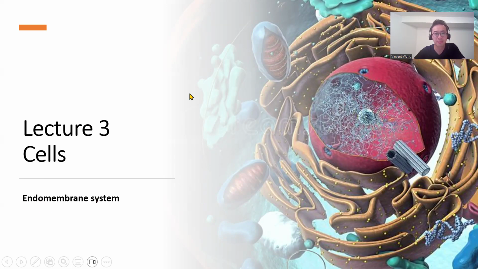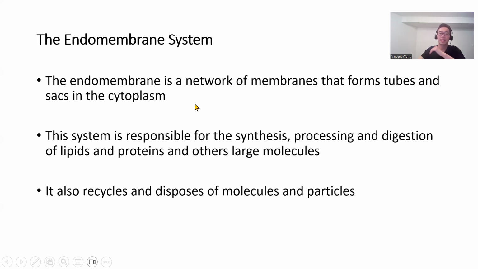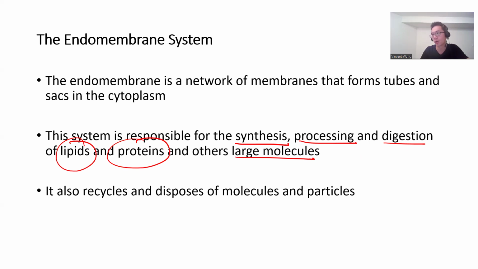So endomembrane system. The endomembrane system, as the name implies, is a network of membrane that's found inside the cell. It's in the cytoplasm and it's made up of a bunch of membranes. The system works together to synthesize, which means to produce, to process and digest various things, including lipids, proteins, and other large molecules. So they make them, they process them, and they even digest them. In some cases, they play a role in recycling and disposing of molecules and particles.